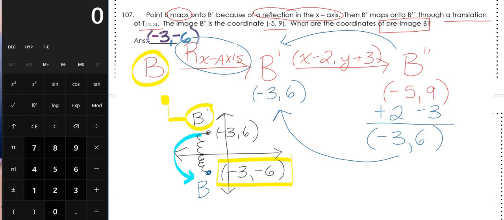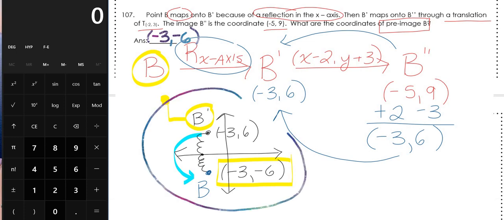Graph paper would have been very helpful to undo the reflection over the x-axis, which changes the sign of your y value. Okay, so we are done with this page, 21. Let's keep it moving.